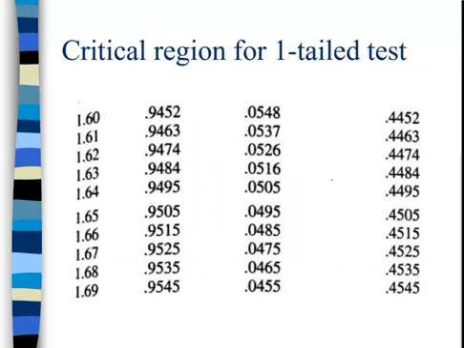Hopefully you said the tail, right? I'm looking for the value of 0.05. I'm looking for the proportion in the column for the tail that's closest to 0.05 without going over. And it looks like that proportion is 0.0495, and that corresponds with a z-score of 1.65.